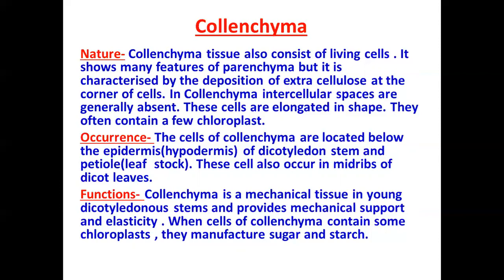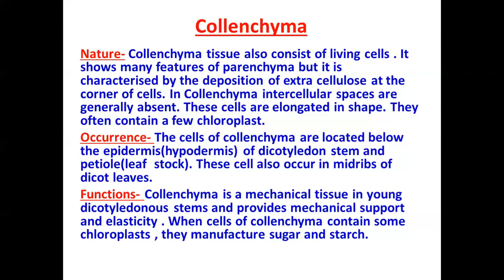Now, what is the function of this collenchyma? Collenchyma is a mechanical tissue in young dicotyledonous stems and provides mechanical support and elasticity. Thus, collenchyma provides tensile strength with flexibility to those organs in which it is found. It allows easy bending in various parts of a plant without actually breaking it. When cells of collenchyma contain some chloroplast, they manufacture sugar and starch. Yeah, so that is about collenchyma.